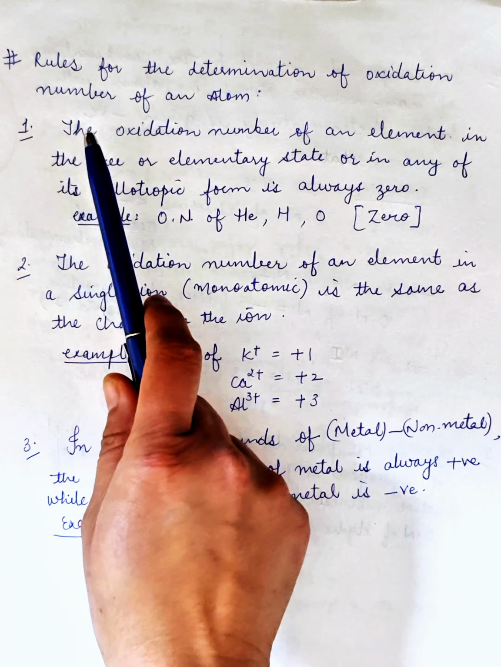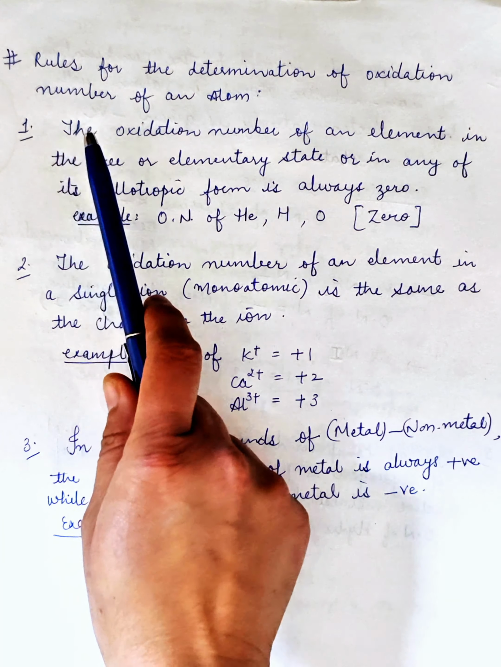According to the third rule, in binary compounds made up of a metal and a non-metal, the oxidation number of the metal is always positive, while that of the non-metal is negative. For example, consider the molecule NaCl, sodium chloride. It is made up of sodium and chlorine. Sodium is a metal and chlorine is a non-metal. According to this rule, the oxidation number of the metal, sodium, is +1 and that of the non-metal is negative, so the oxidation number of chlorine is -1.